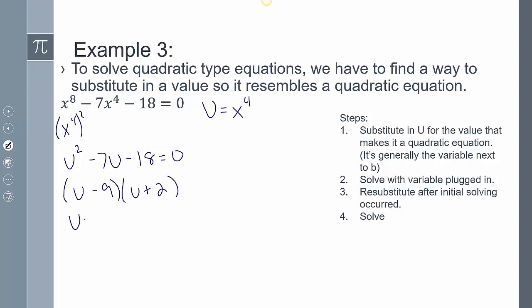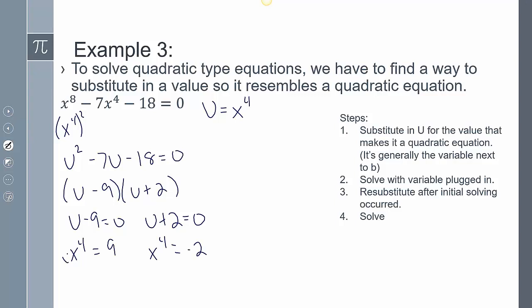Now setting each one equal to 0, right? I have to solve for that variable. So now resubstituting in, I can say this is x to the fourth. I add 9 to both sides, I get 9. And I get x to the fourth equals negative 2.